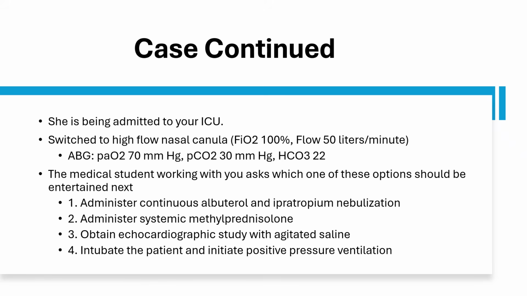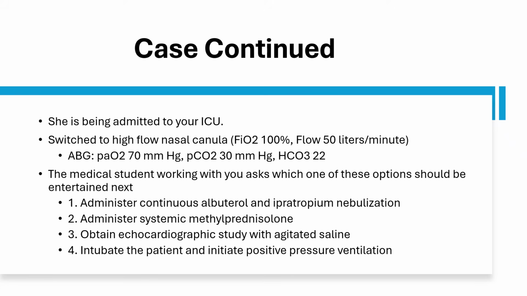Because of her oxygen requirements, you admit the patient to your ICU. You switch her to high flow nasal cannula, FiO2 100% and flow of 50 liters per minute. On these settings, her ABG came back as PaO2 of 70 millimeters of mercury, PCO2 of 30 millimeters of mercury, and bicarbonate of 22. You have a medical student working with you, and he asks which one of these options should be entertained next.